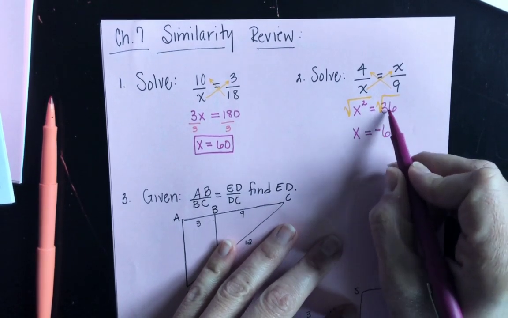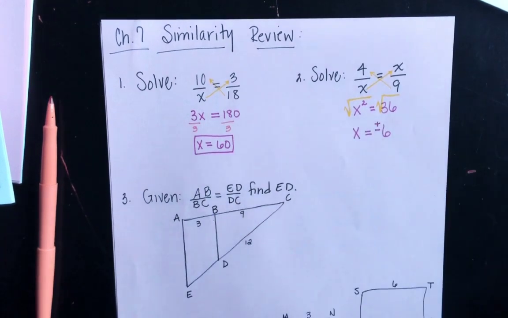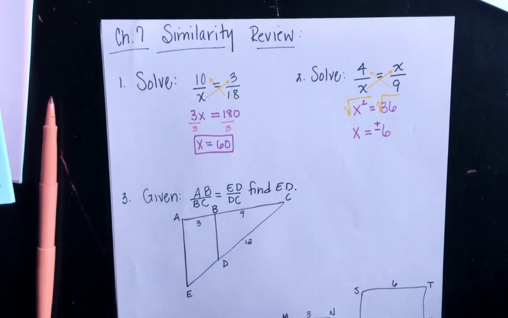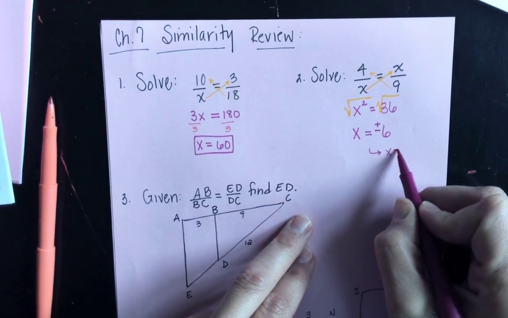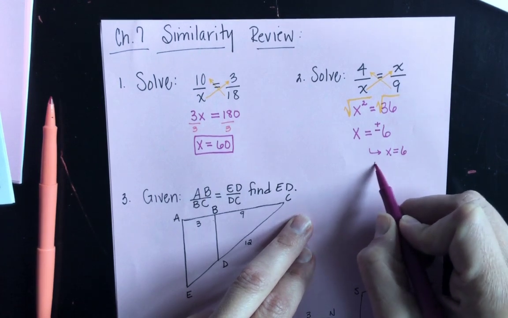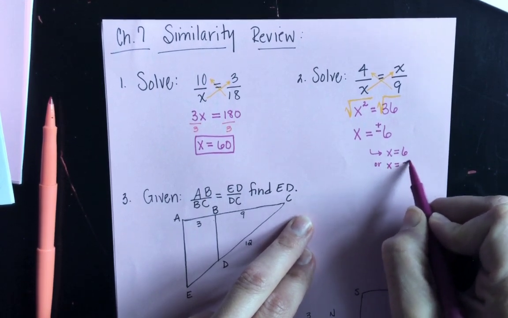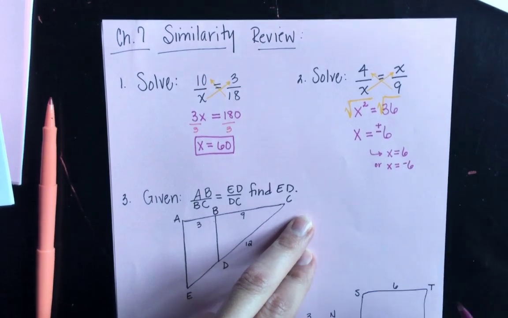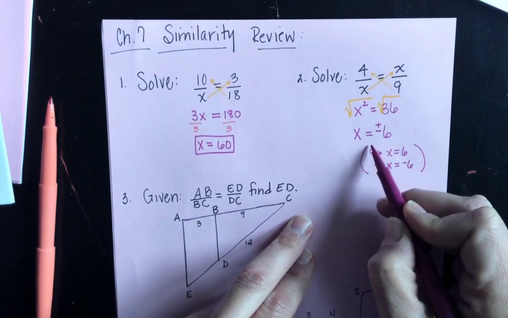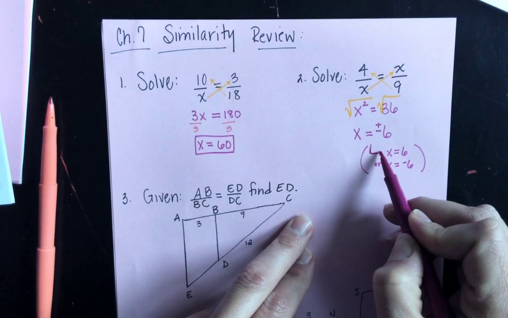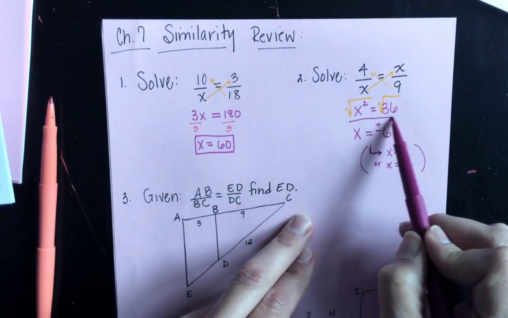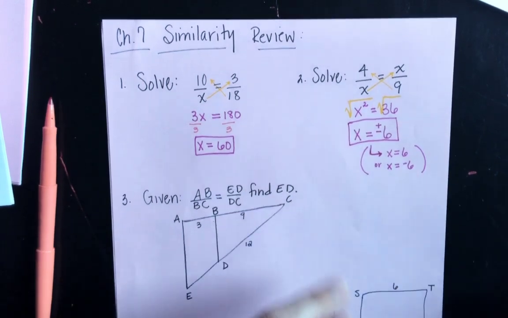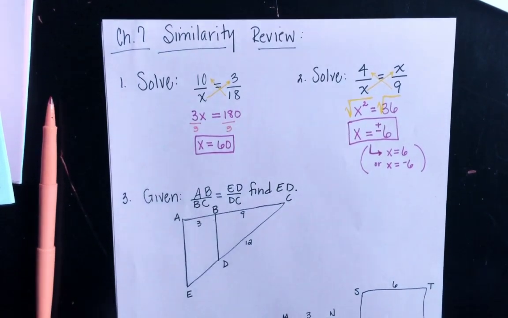A negative times a negative is a positive. So when we write that answer, we write it as plus or minus 6. And what that translates into is x could be 6 or x could be negative 6. So it's that positive and negative situation. So that's really what that plus or minus is telling us. And again, we should have taken that from Algebra 1, but it's a subtle reminder because we have to have that for geometry as well.